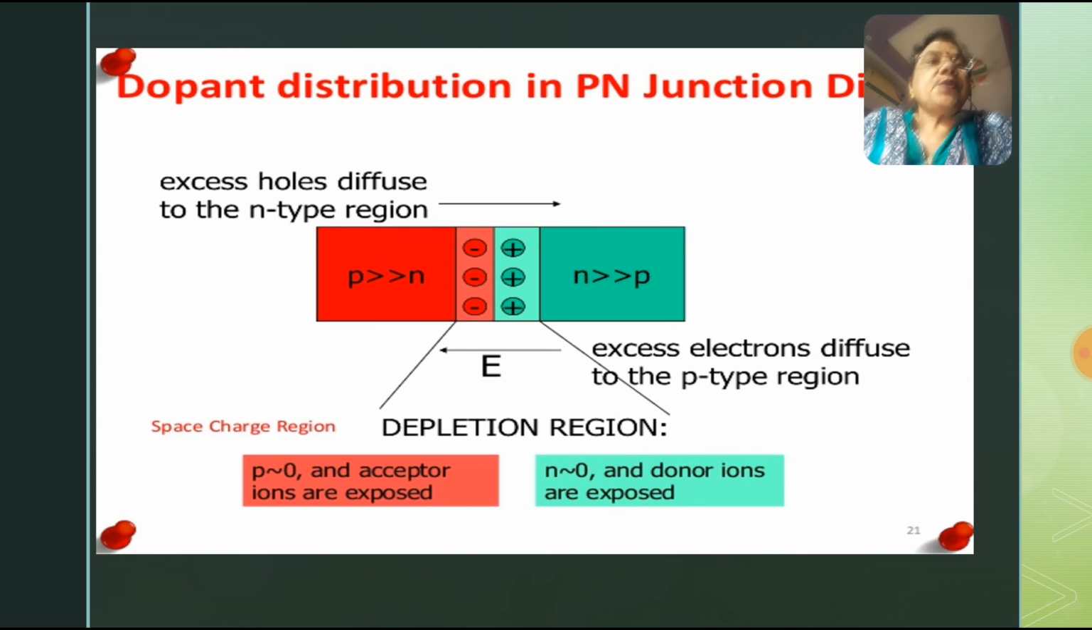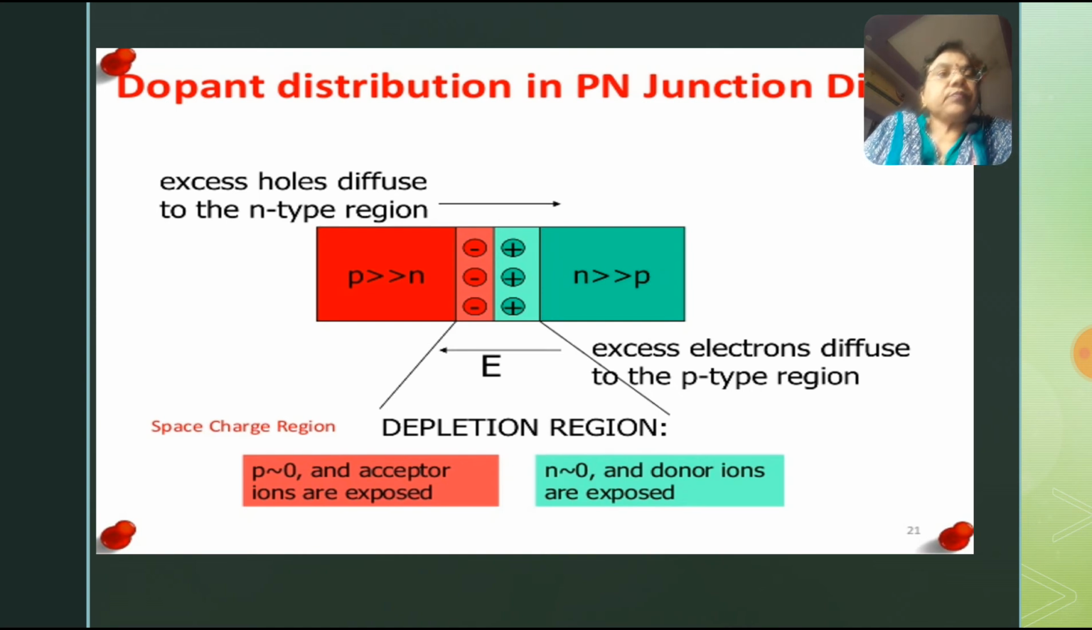Now in the dopant distribution in PN junction, what happens? While moving here, you see the excess holes diffuse to the n-type region. Because of the movement of these charges, positive and negative, what happens? A depletion region is formed. At some point all the positive charges diffuse to one side and all the negative charges to the other. So that's why a depletion region is formed.